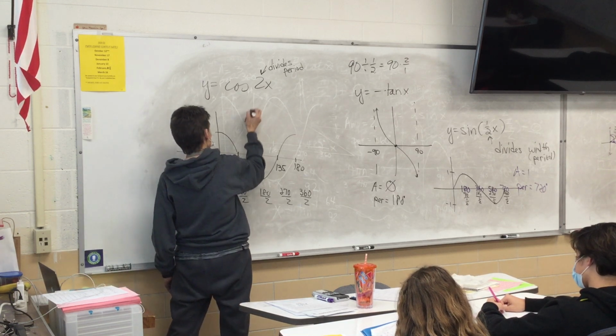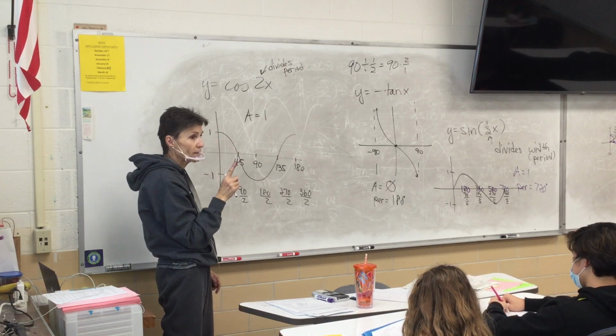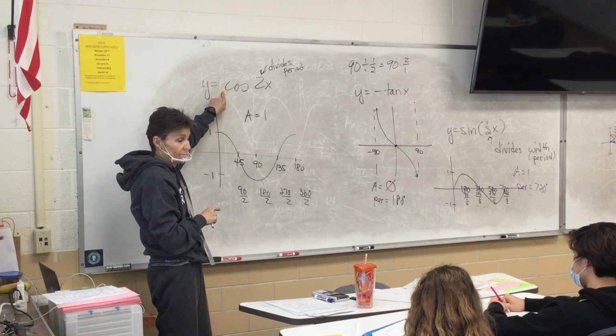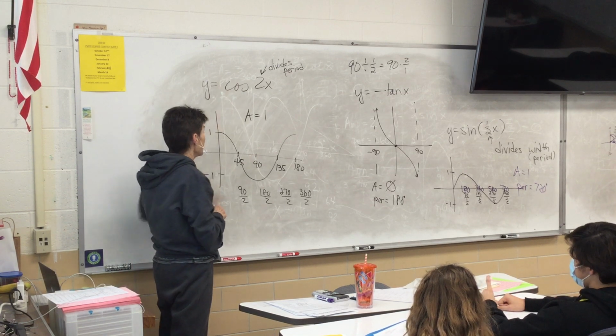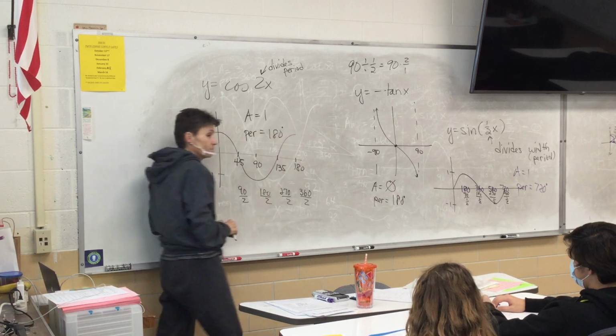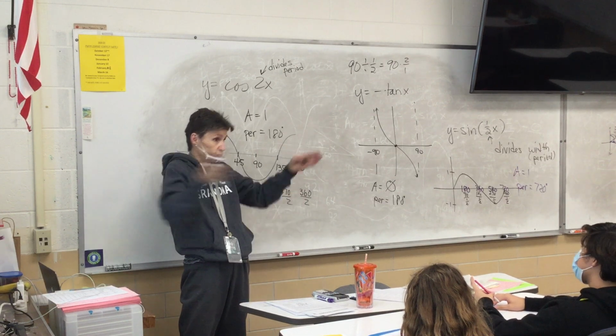So my amplitude is still 1, we didn't change that. How do you change amplitude? You put a number out here, right? We didn't. And my period is now 180 degrees. So basically this picture's been shrunk.